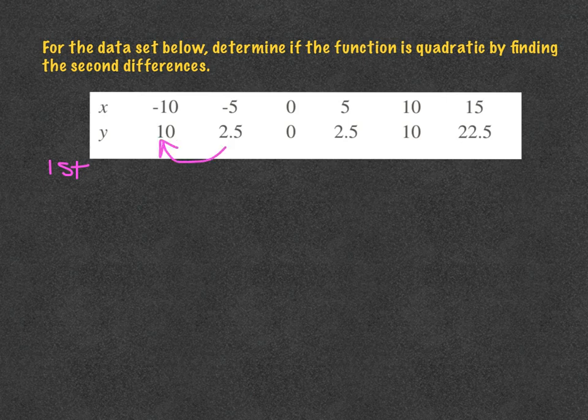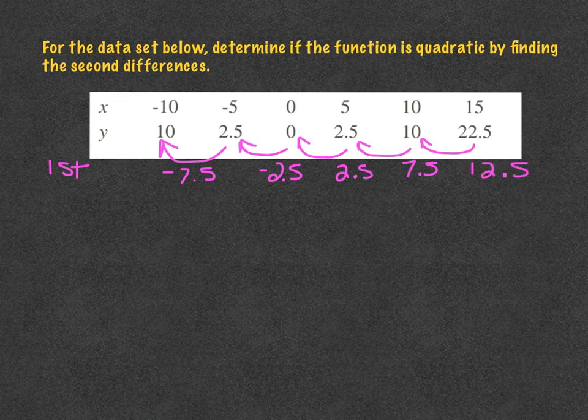So 2.5 minus 10 is negative 7.5. 0 minus 2.5 is negative 2.5. 2.5 minus 0 is positive 2.5. 10 minus 2.5 is positive 7.5, and then 22.5 minus 10 is 12.5.